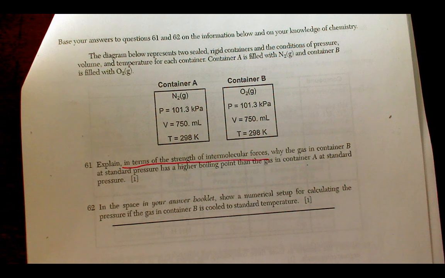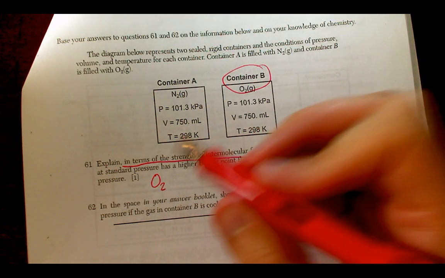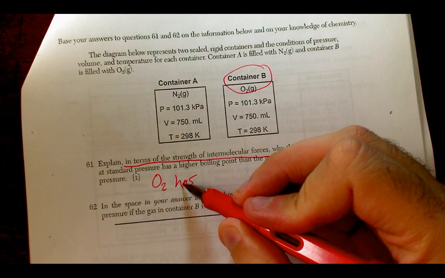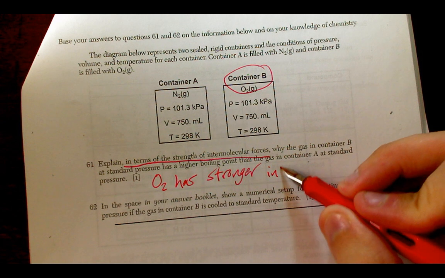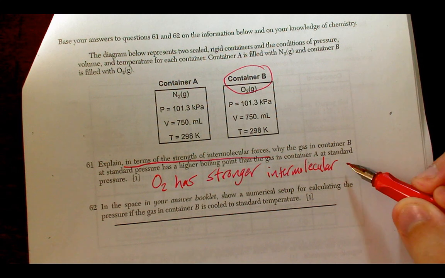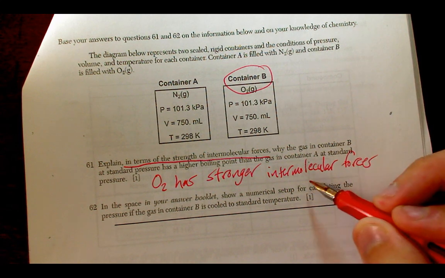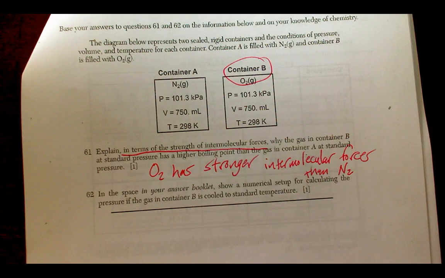They don't want to separate from each other. They don't want to break away from each other. They're happy, holding on to each other. So O2 in container B has stronger intermolecular forces than N2 in container A. It holds on to itself more strongly, so you need to give it more energy, and it has a higher boiling point.